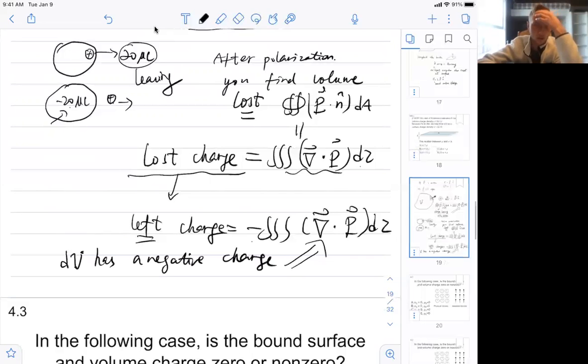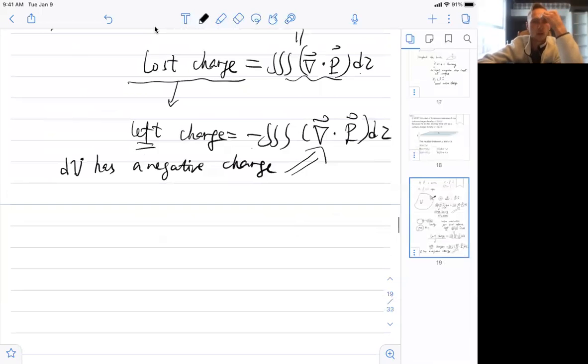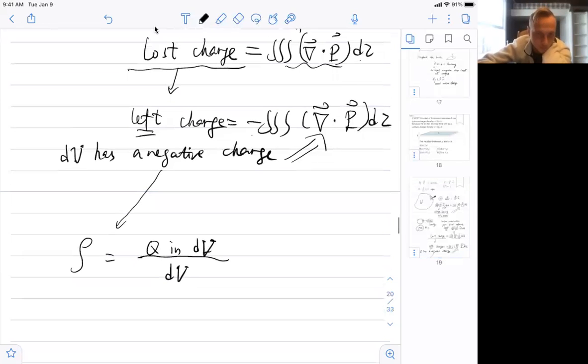Okay, so we can write that using our volume density. The volume density of the negative charge, if we rewrite it using density, is going to be the total charge you have gained in your volume divided by your volume. And if I divide by the volume over here, I get rid of my integral. This is going to be the negative divergence of P, and we call that the bound volume charge.